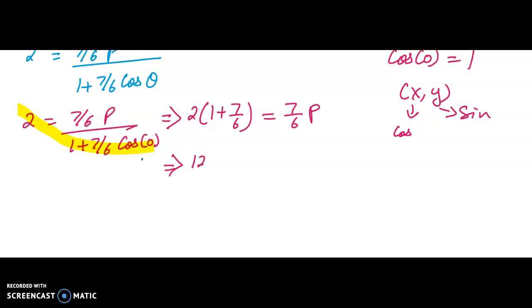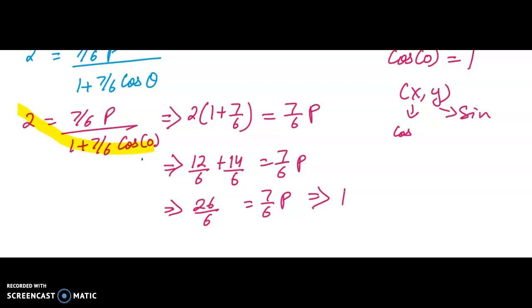If you simplify the fraction, you will get 2 times 6, so 12/6 plus 14/6 is equal to 7/6 p. So 26 over 6 is equal to 7/6 over p. And if I simplify it further, I will get p is equal to 26 over 7. Now we have p as well.